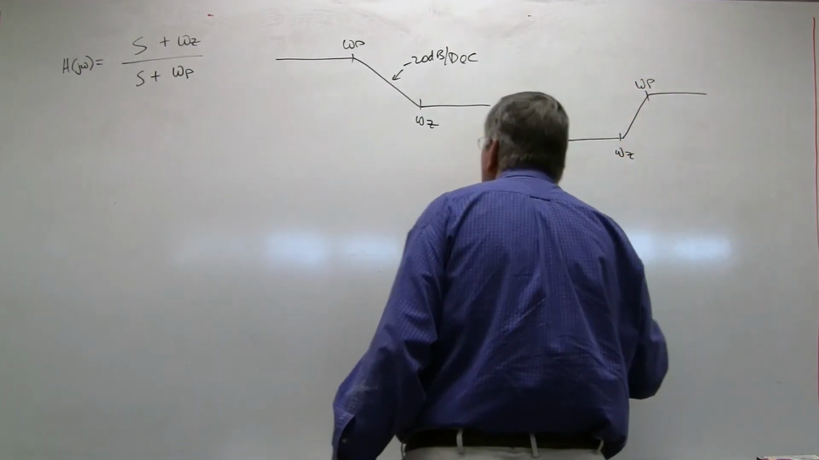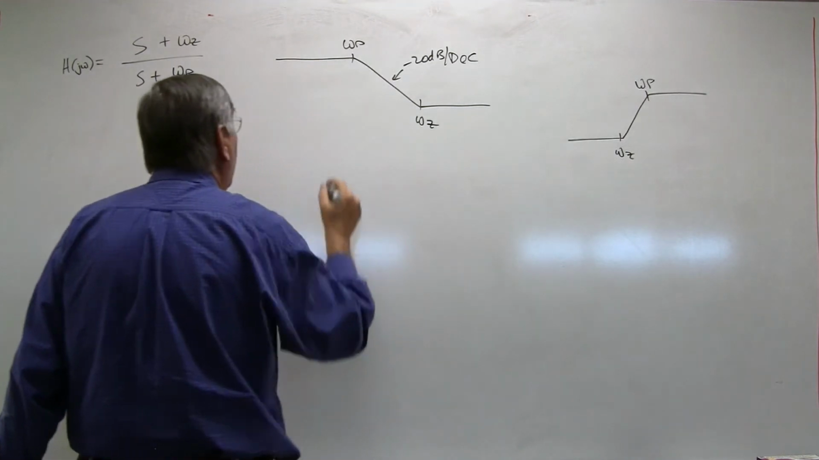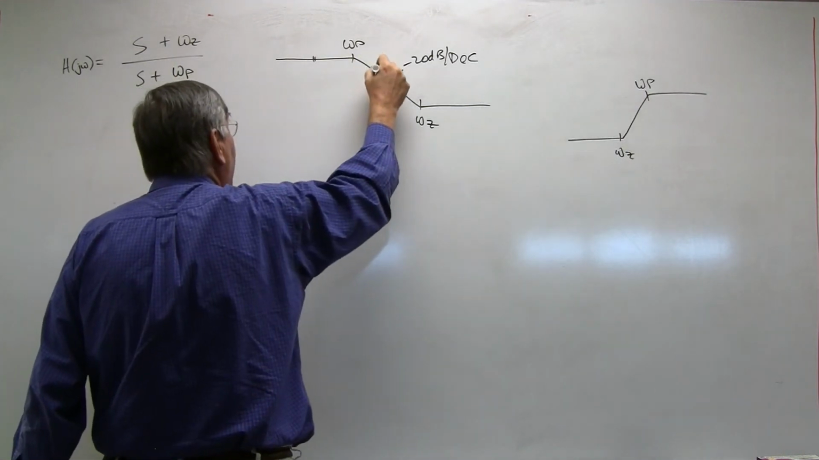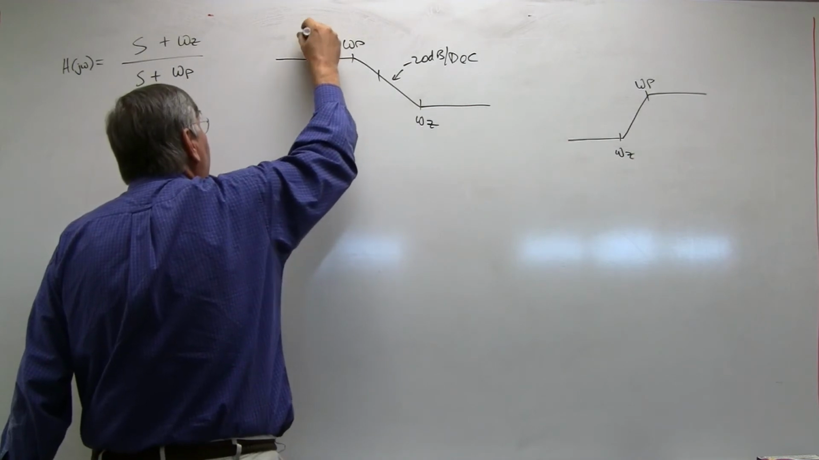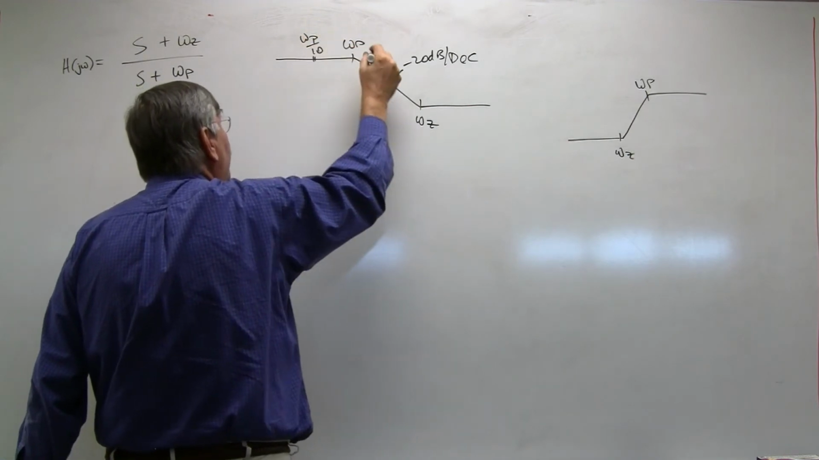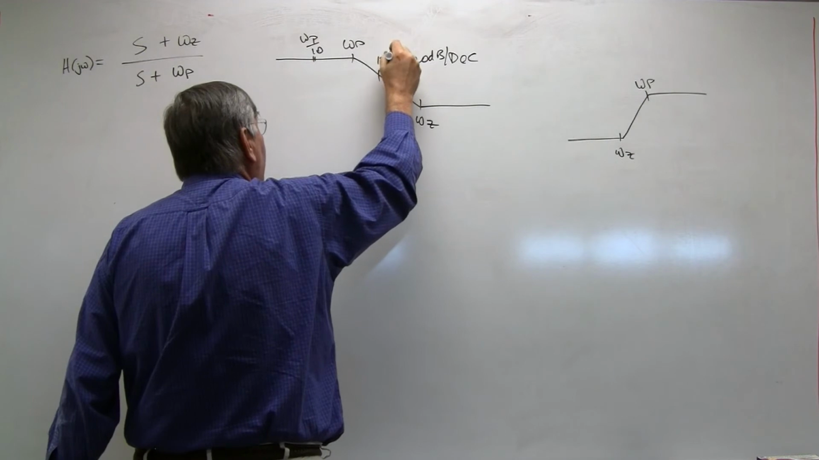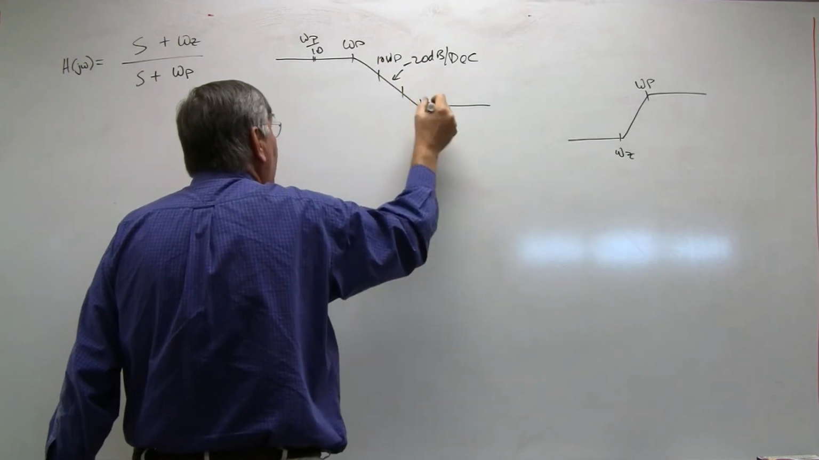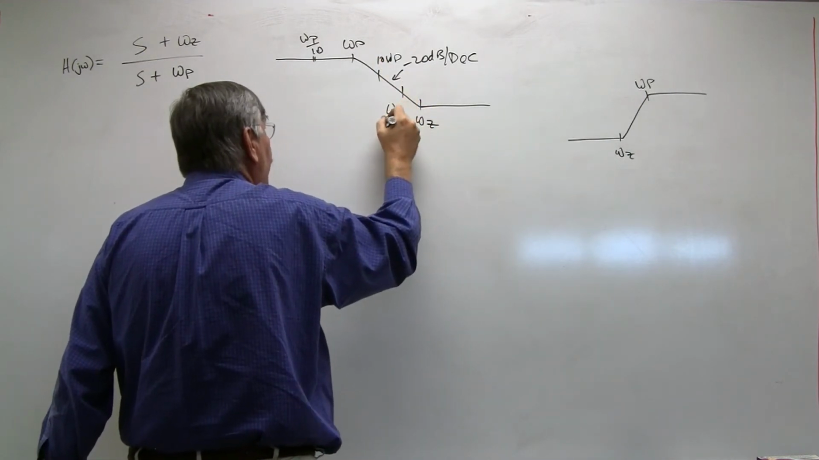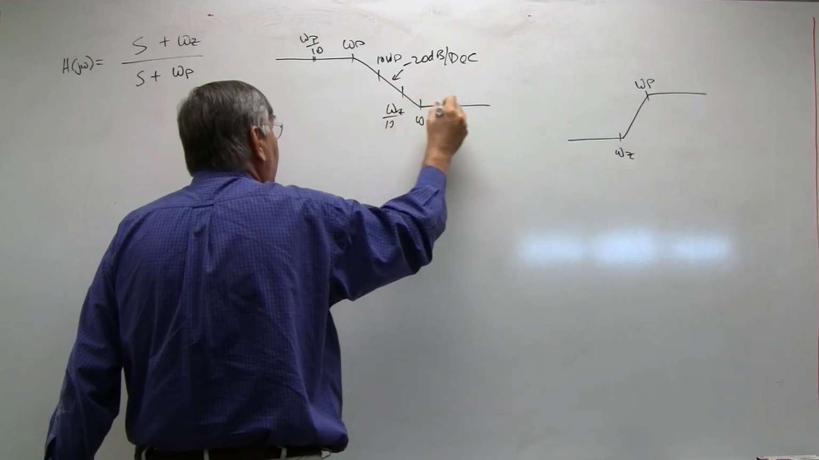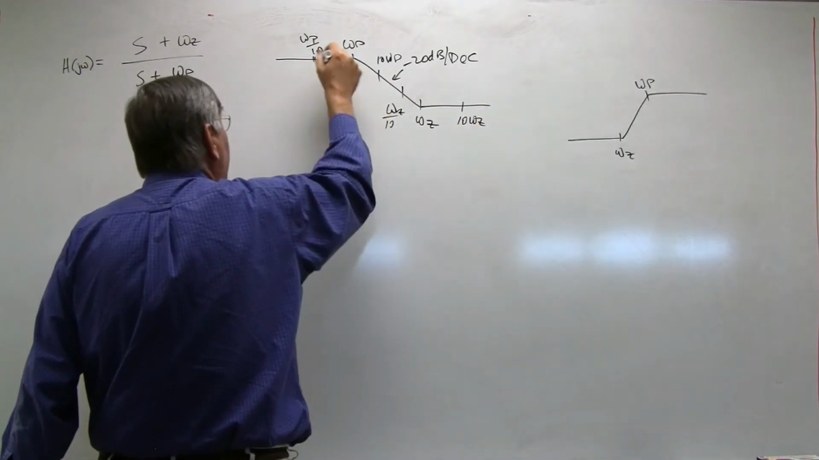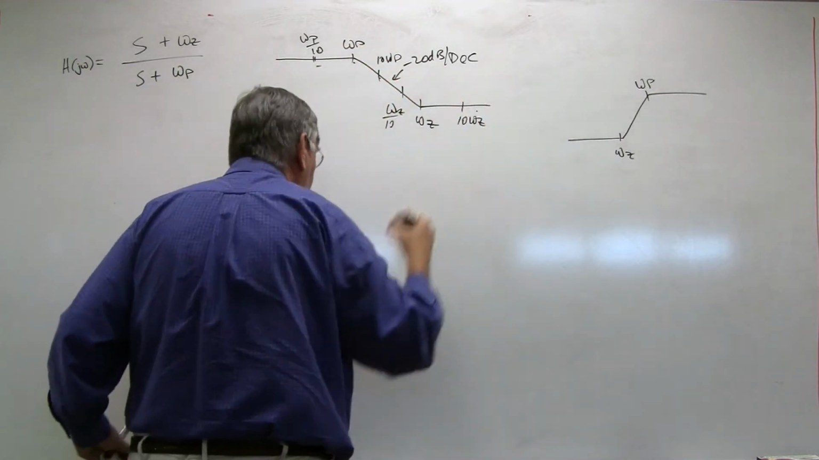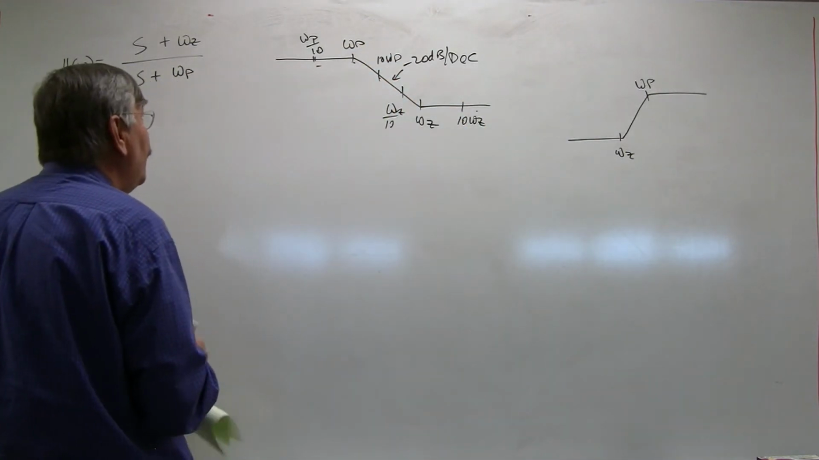So what are the corresponding phase plots of this? Well, we need to come down and find out how far these things are separated. So we've got omega p over 10, we've got 10 times omega p, we've got omega z, the 0 frequency, over 10, and we've got omega z times 10. Okay? So each of these frequencies is going to cause a break in the slope of the phase plot.